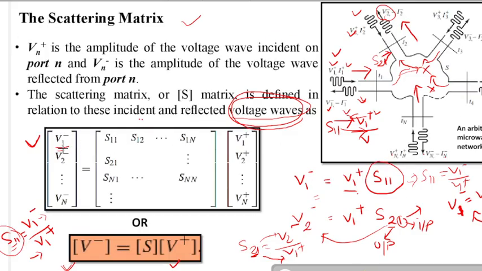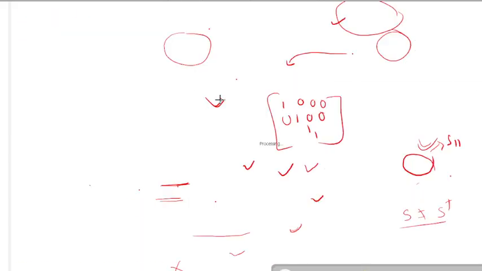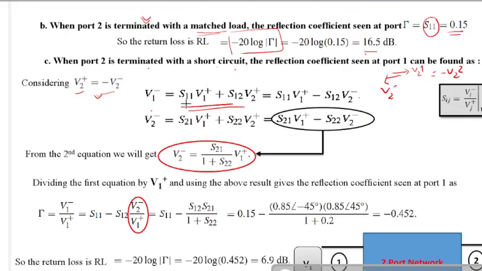So V1 minus equals S11 into V1 plus, plus S12 into V2 plus, right? That is what is written here. Now we have considered V2 plus equals minus V2 minus, so you can replace it like this. Then again, V2 minus is S21 into V1 plus, how much input we give at port 1 and how much power we get at port 2, plus S22 into V2 plus. Again here V2 plus is replaced by minus V2 minus.